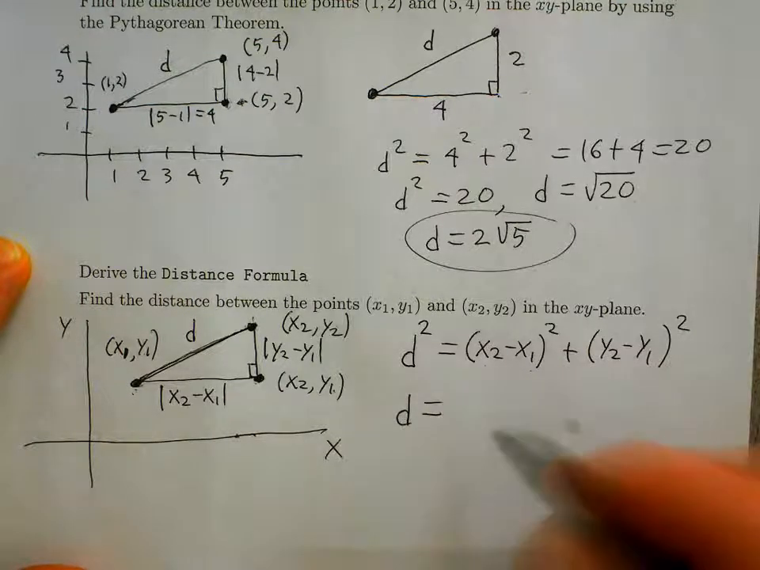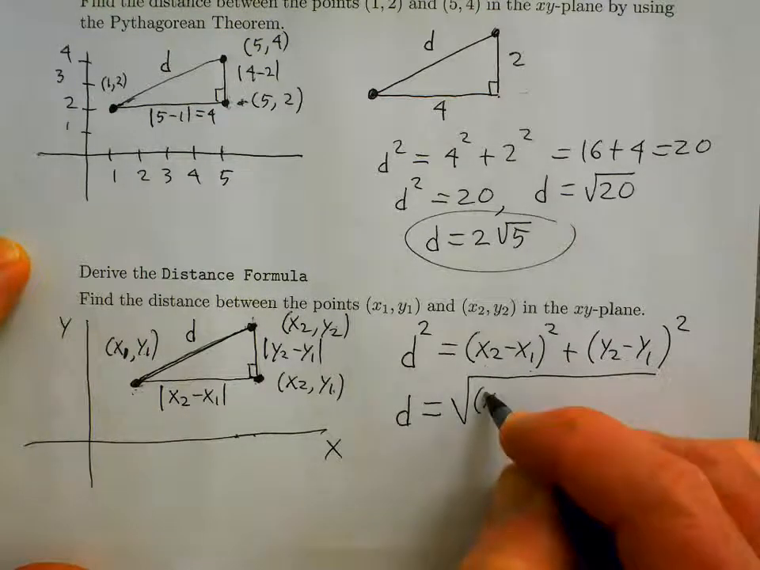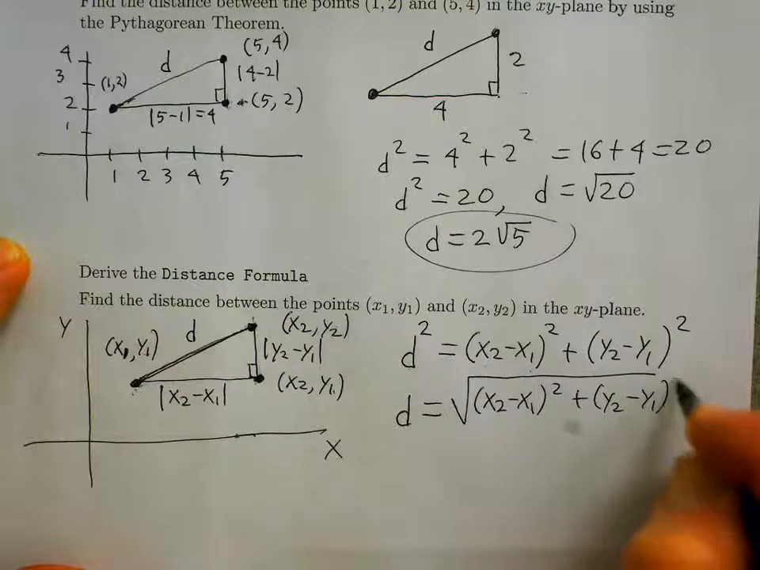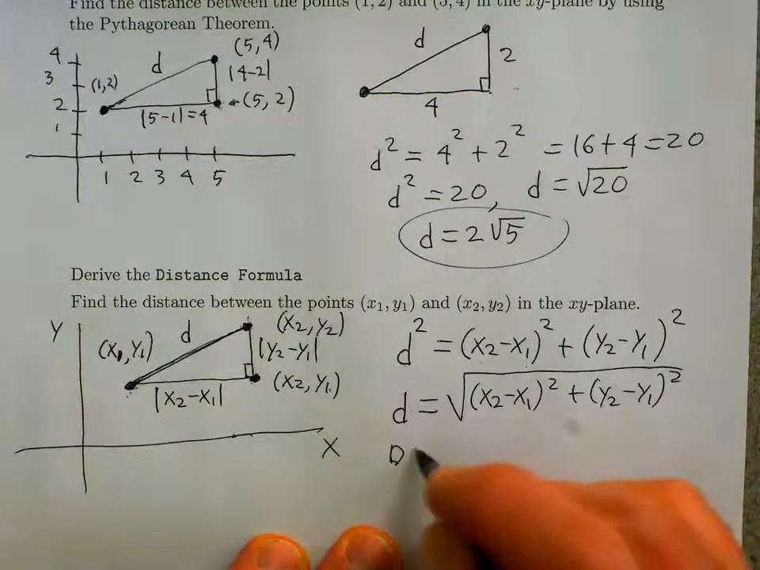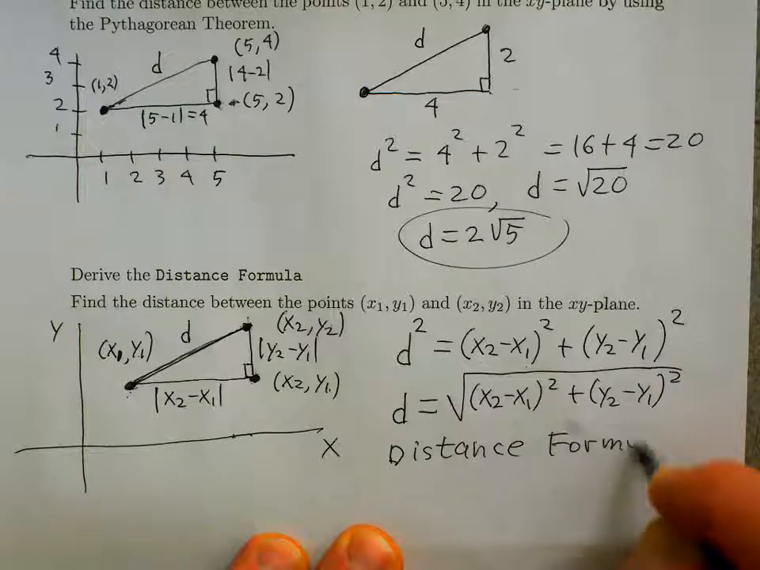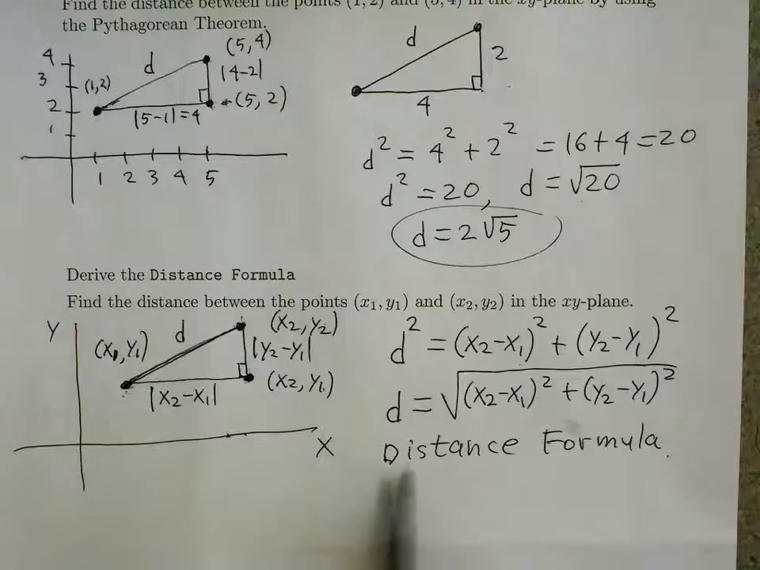But we want to know what d is, so d, the distance between those 2 points, is the square root of the entire quantity x2 minus x1 squared plus y2 minus y1 squared. This is referred to as the distance formula. More specifically, it's the distance formula to find the distance between 2 points in the xy plane. It's derived by using the Pythagorean theorem.